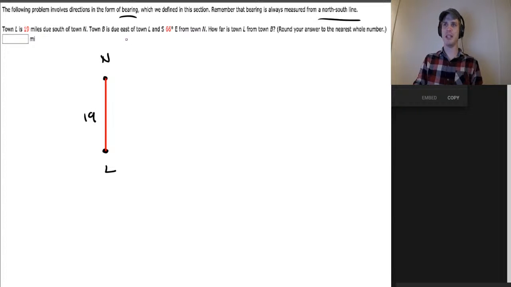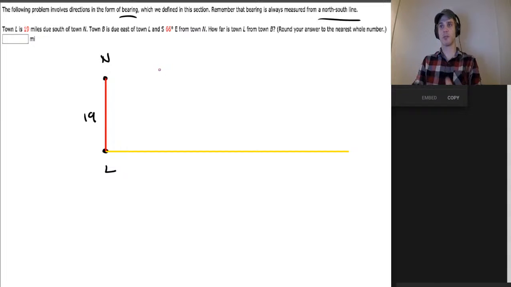And then town B is due east of town L. So here I'm going to put a faint yellow line from town L to the east, because we don't know how far to the east this town is, but I know it's going to be somewhere along this line. Faint yellow line, I pressed. Okay, faint yellow line. So somewhere along this line, due east of town L, is going to be town B. And town B is also south 66 degrees east from town N.